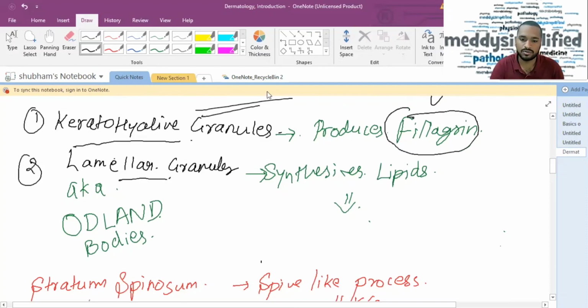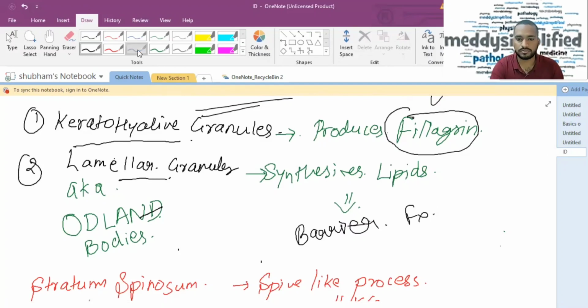Then the next one is lamellar granule. Lamellar granule is also known as Odland body, right? This is the Odland body. The function of this lamellar granule is to synthesize lipids, and this lipid works as a barrier. So the barrier function of the skin is done by these lamellar granules. Two granules in the stratum granulosum: keratohyalin granule, which produces filaggrin, and lamellar granule, which synthesizes lipid. It is also known as Odland bodies, and its function is the barrier function of the skin.